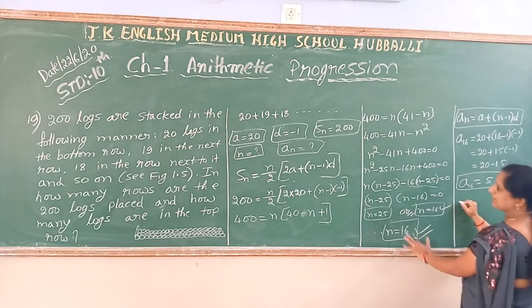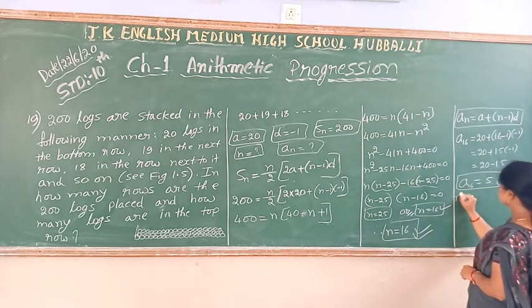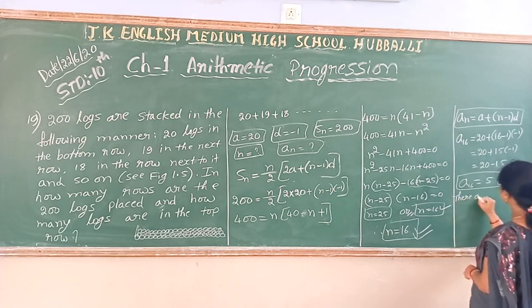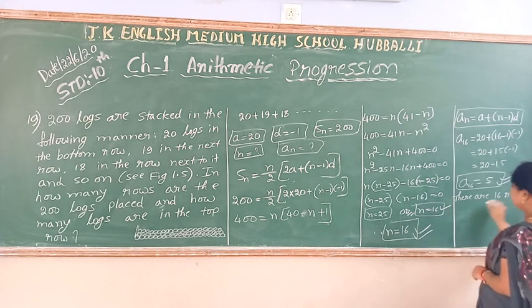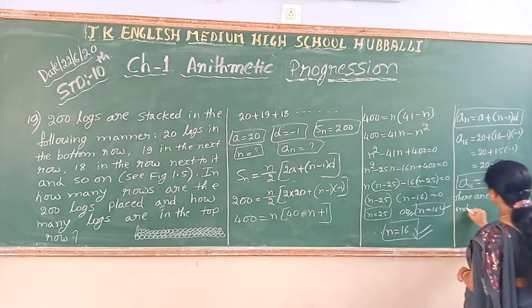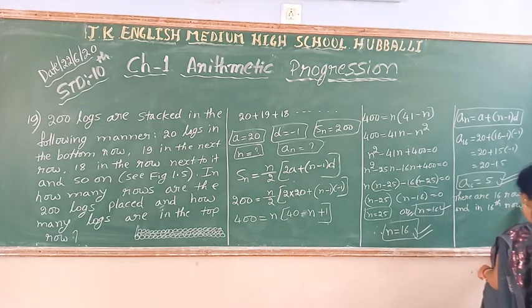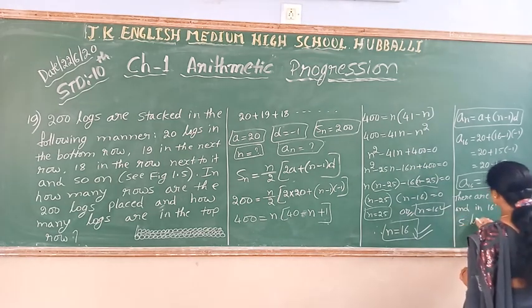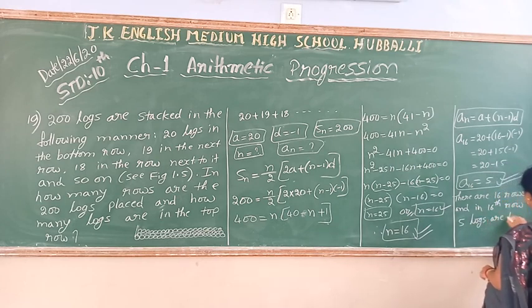Therefore, what they asked: how many rows are the 200 logs placed in, and how many logs are in the top row? There are 16 rows, and in the 16th row, 5 logs are there.